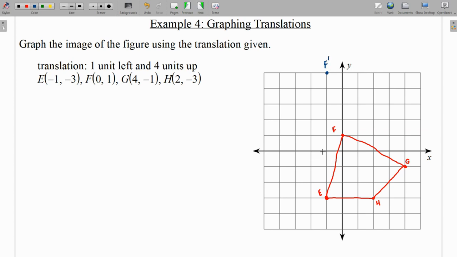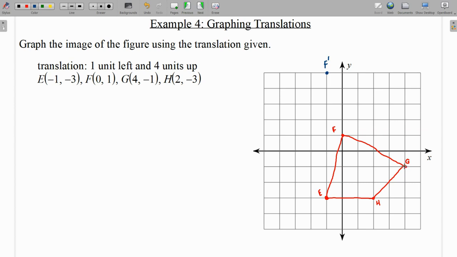Now, from here, you have a choice. You can either move this point for point, or you can move this per segment. Okay, so if you did it per segment, what you would do is you would see how you move from F to G, and then recreate that on your new image up here. You could do the same from G to H, and then from H to E. What I'm going to do is do it point by point. So every point on my pre-image, I'm going to use that translation rule, and I'm going to make my new point.